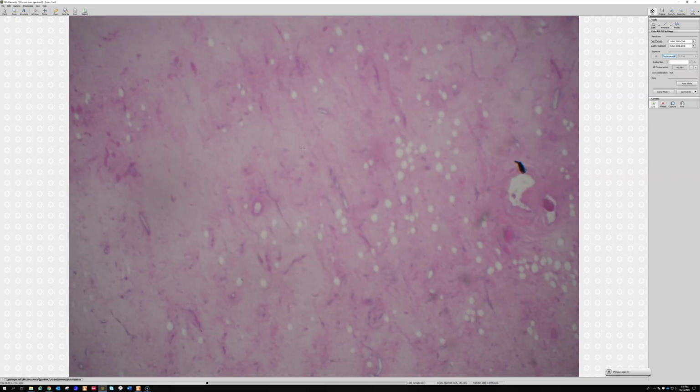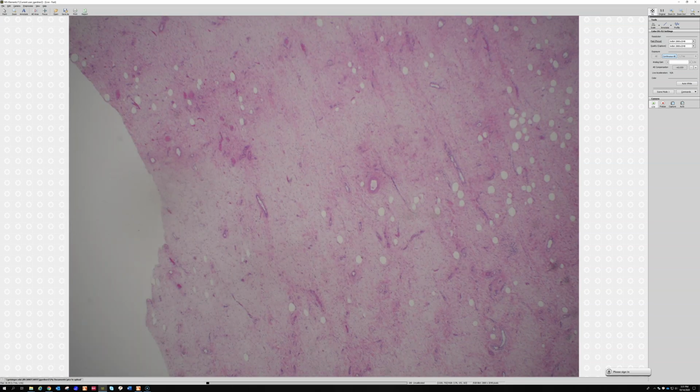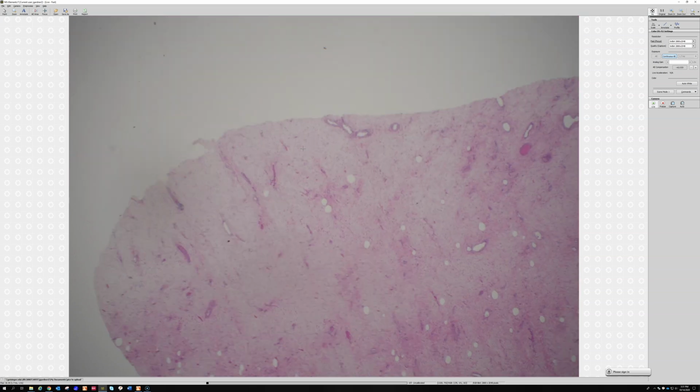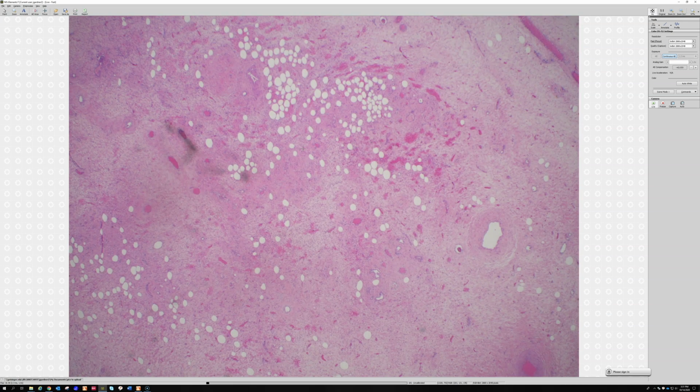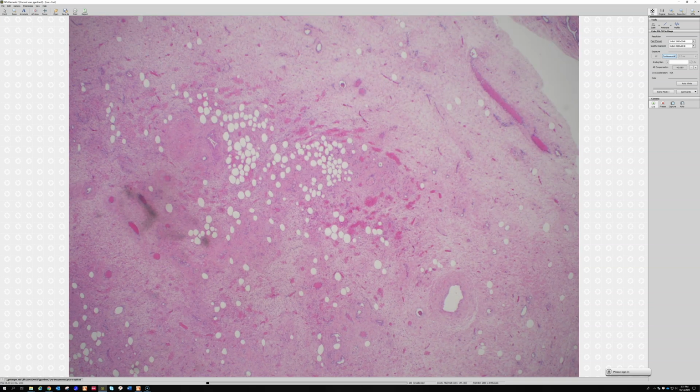All right, so case number four is a 35-year-old female with a vulvar lesion. This is actually an example of a deep angiomyxoma, also known as a so-called aggressive angiomyxoma. And the name aggressive probably isn't the best name because these are not like aggressive malignancies.